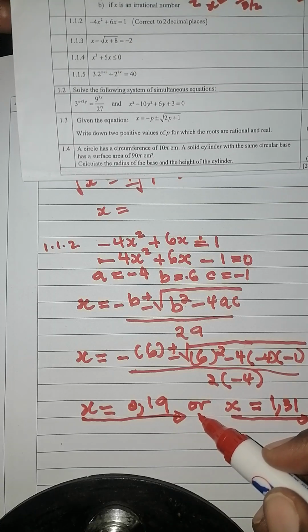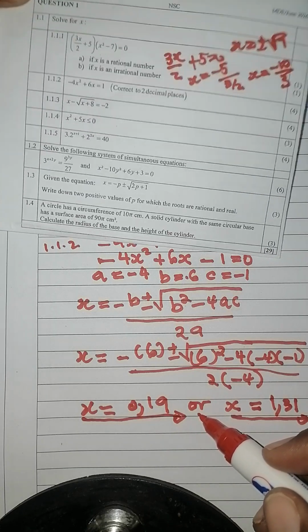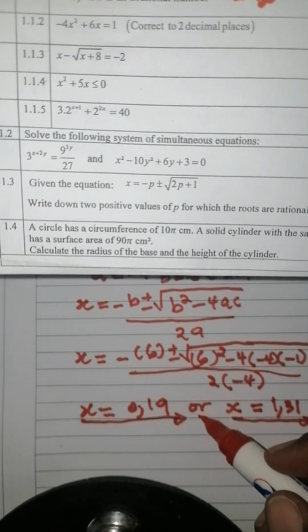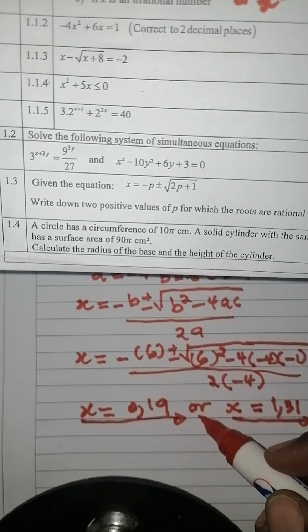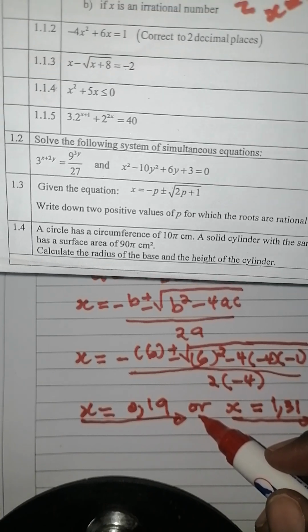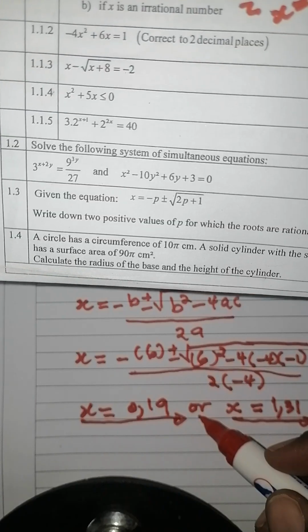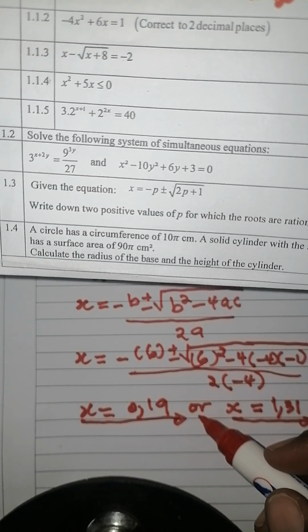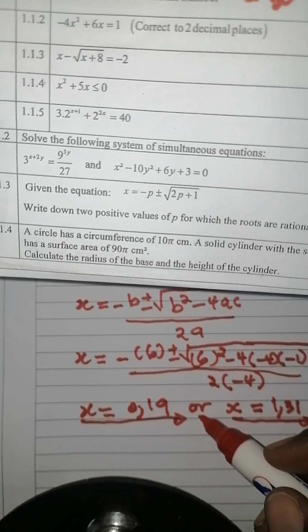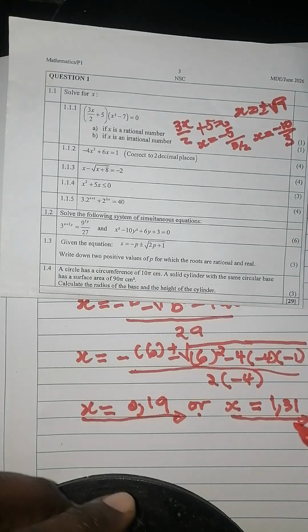Let us then look at the next question. The next question is 1.1.3, and these are side equations. It says, given that x minus the square root of x plus 8 is equal to negative 2. This is for 4 marks.